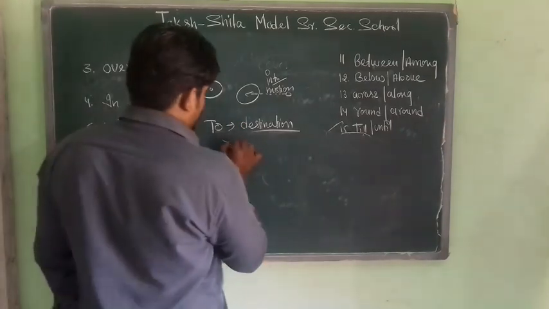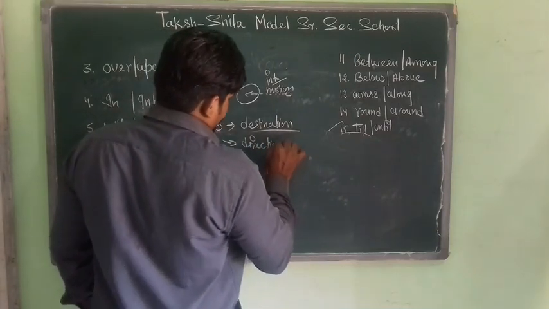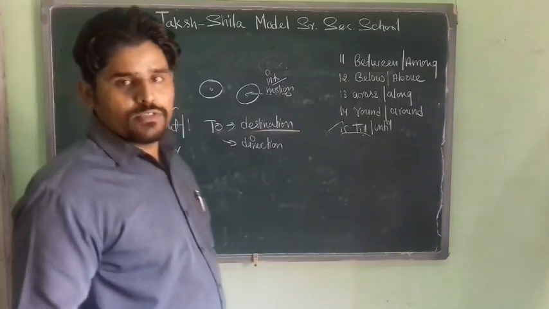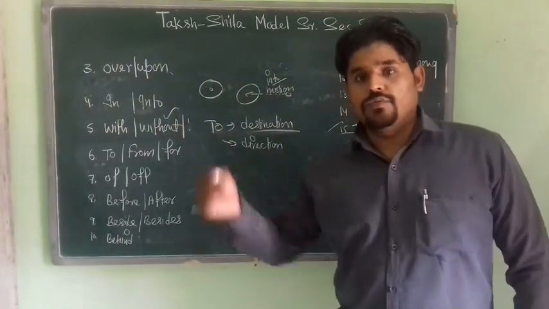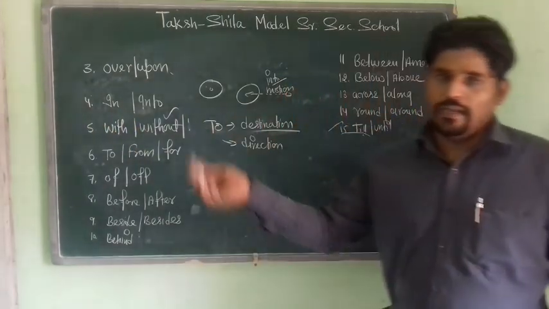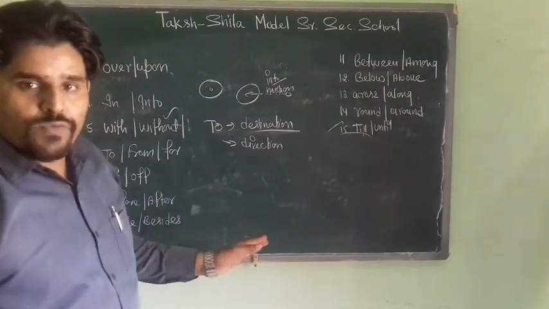Then to is also used to show what? Direction. For example, when you reach that crossing, you just need to take a turn to left. To where? To left, right? So this shows direction, and it is used before indirect object.